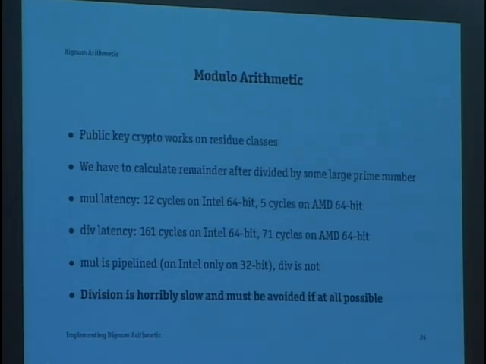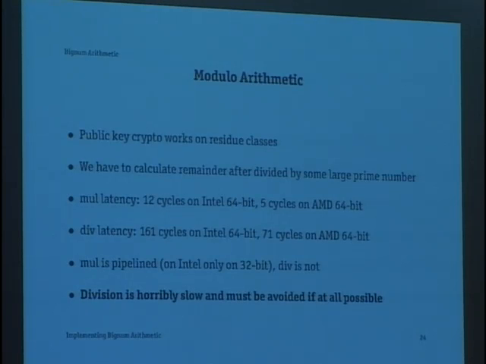So to give you an idea how bad division must be, I show you the latencies for multiplication. This is on 64-bit machines. On Intel 64-bit, it's 12 cycles latency. On AMD, it's 5 cycles. And this Intel 64-bit is the new Core architecture, right? So it's not the old crap. And still, the latency is much higher.